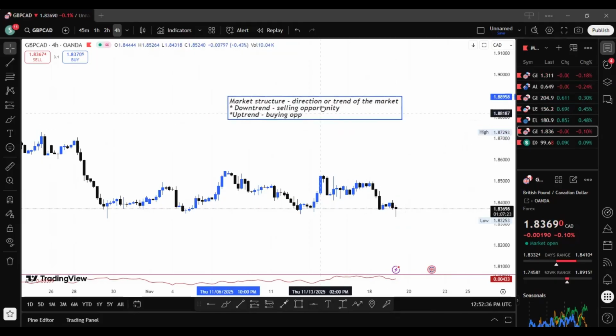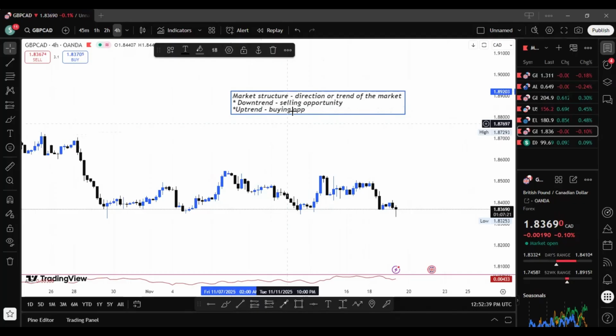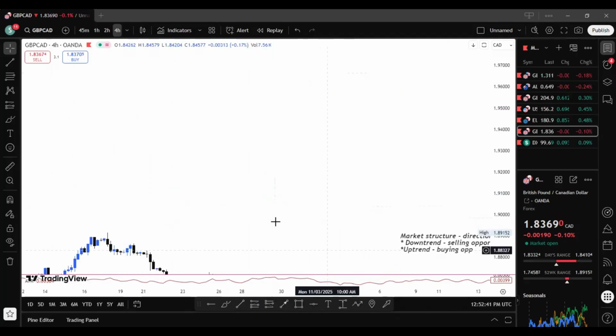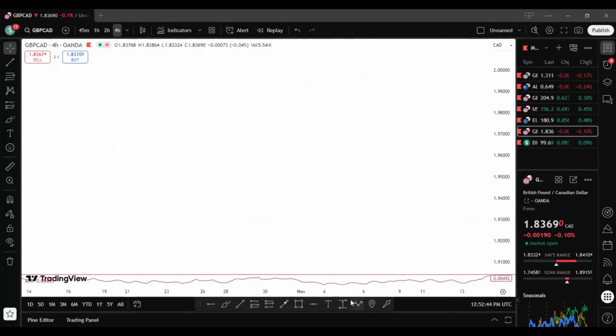So I'm going to take you through how to determine the structure of the market. That's the first thing you're looking out for. Let me use this annotation to show you. For example, you see the market go up, it comes down, goes up again, retests. Sometimes it doesn't break, but it goes up again, retests, goes up again.